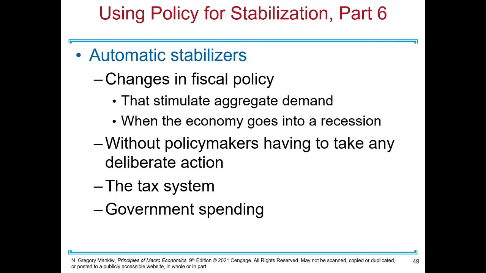Well, we found a way to adjust for these, and we're going to call them automatic stabilizers. They are changes in fiscal policy that stimulate AD when the economy goes into recession, but that occur without policymakers having to take any deliberate action. One example is the tax system. Taxes are based off how well the economy is doing, even though it may not seem like it. Depending on the household's income, how much money they pulled in, how well they're doing. Payroll tax depends on workers' earnings, how much money they're making. And corporate taxes depend on profit, how much they're making.